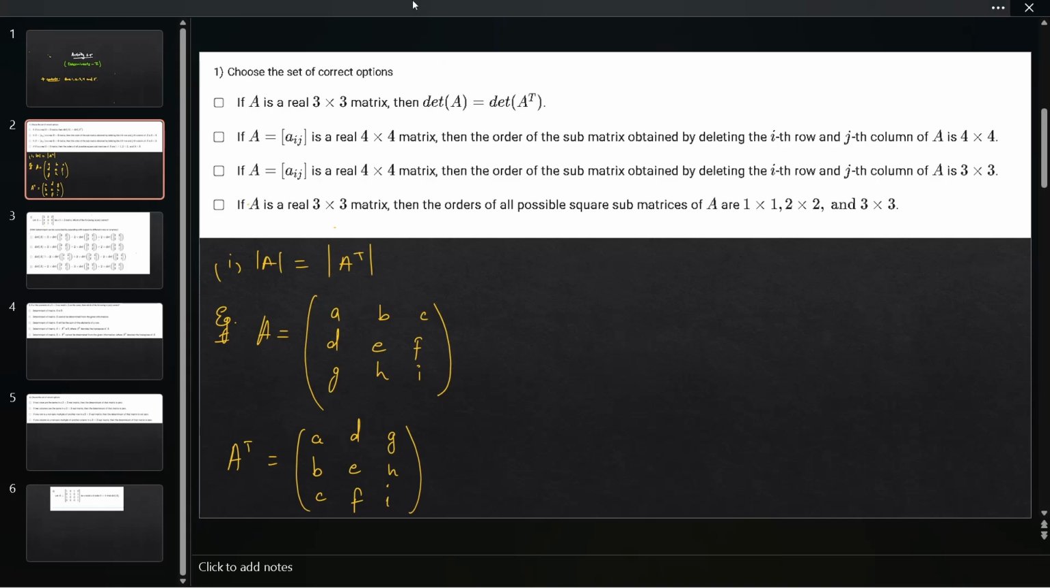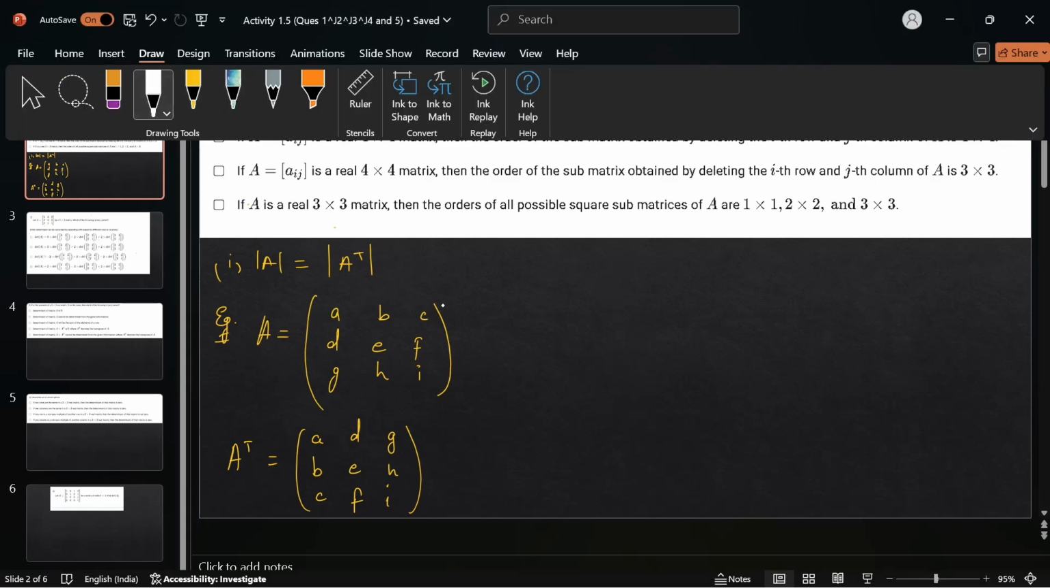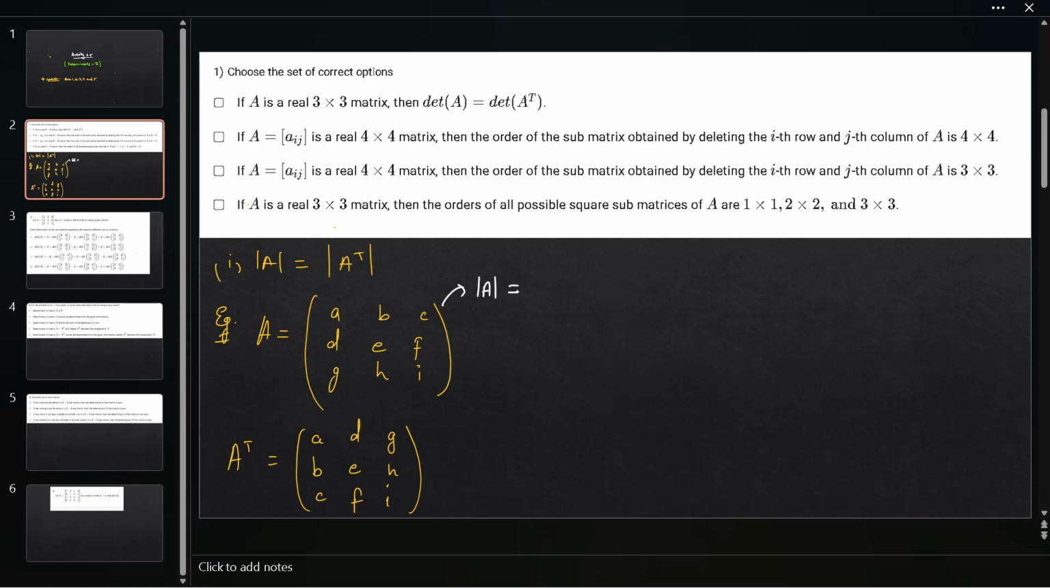Now let's try to take the determinant of both A and A transpose. So the determinant of A is going to give me, expanding along row 1, A times, just eliminate this row and this column and I'll be left with this determinant EFHI, minus B times DFGI, and then plus C times this determinant DEGH.